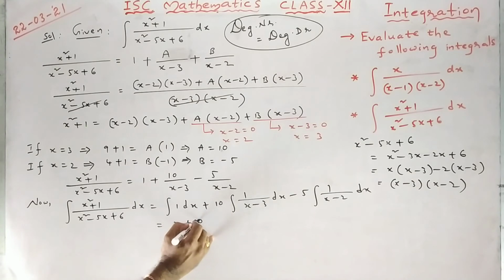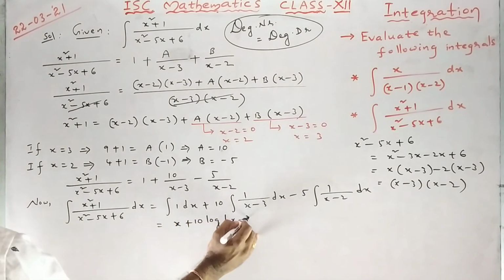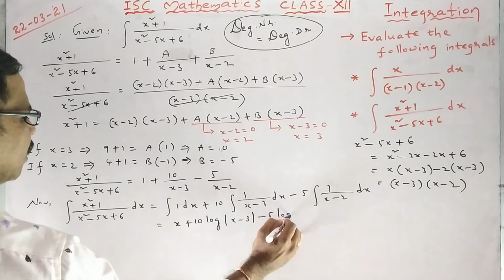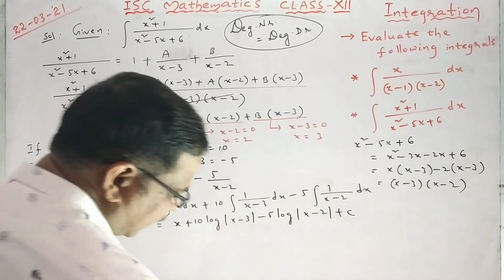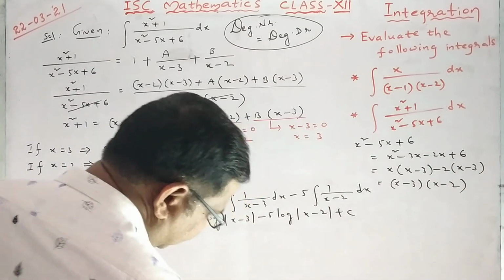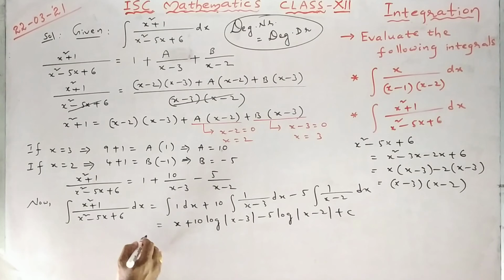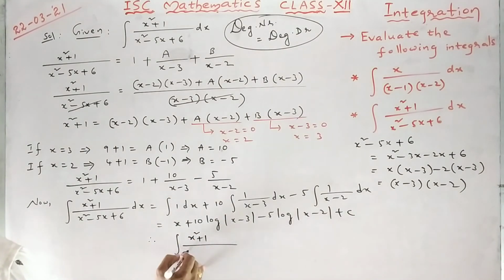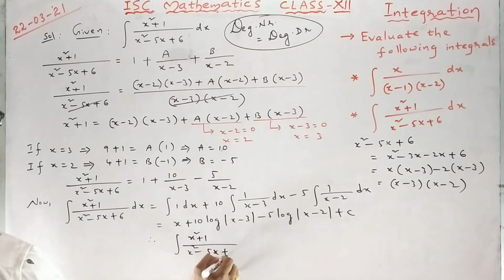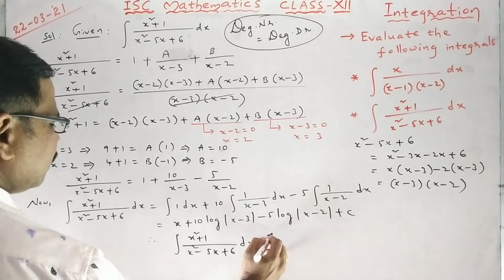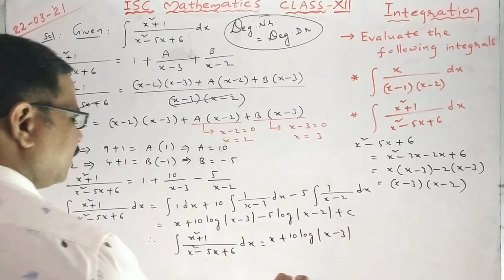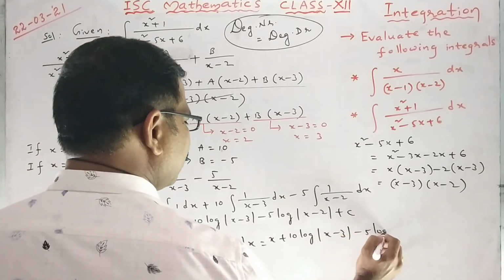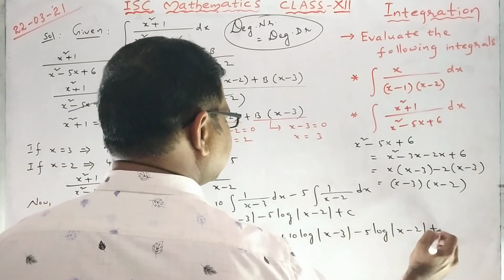x plus 10 times log mod (x minus 3), minus 5 times log mod (x minus 2) plus c, that is the final answer. Therefore, integral (x square plus 1) upon (x square minus 5x plus 6) dx equal to x plus 10 log mod (x minus 3) minus 5 log mod (x minus 2) plus c.